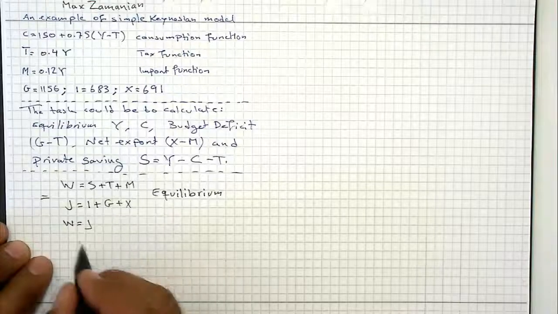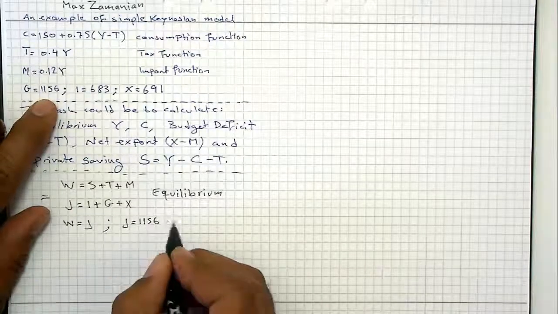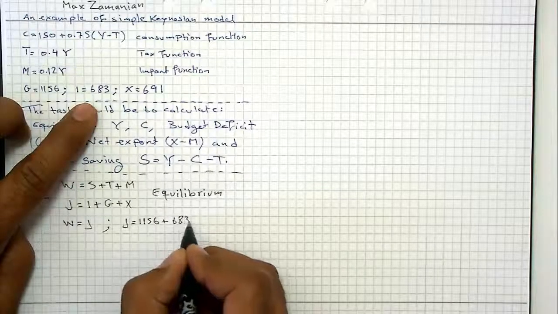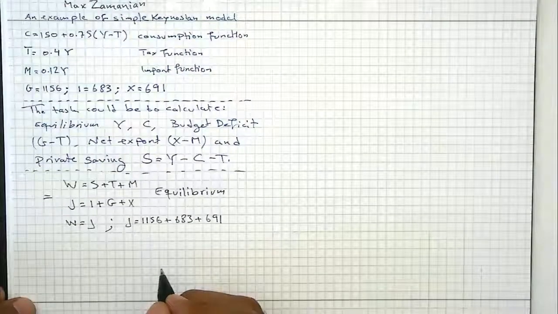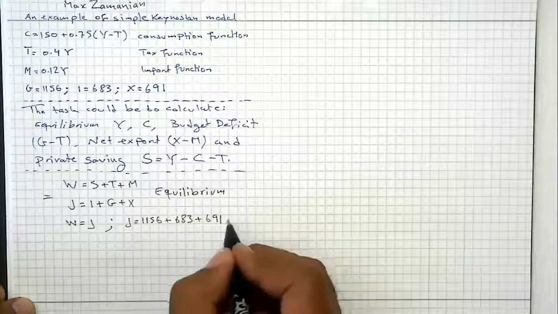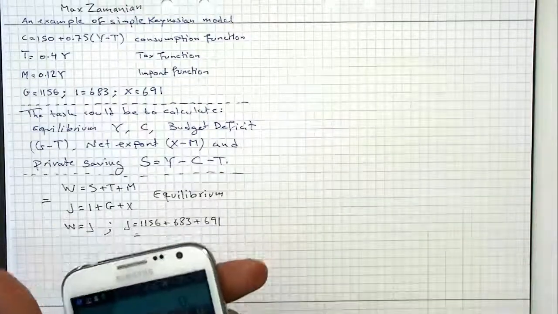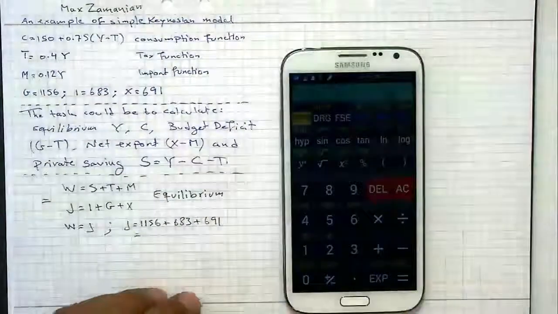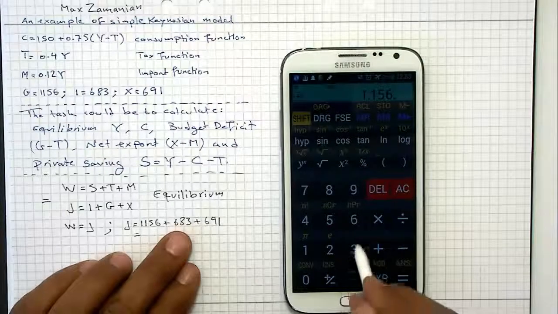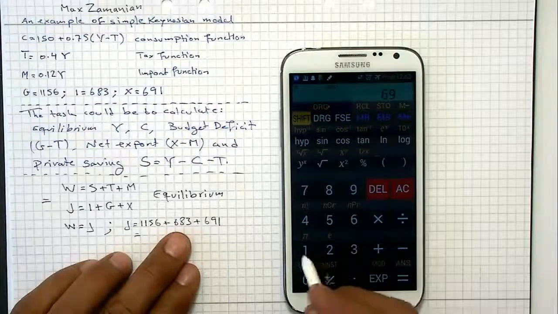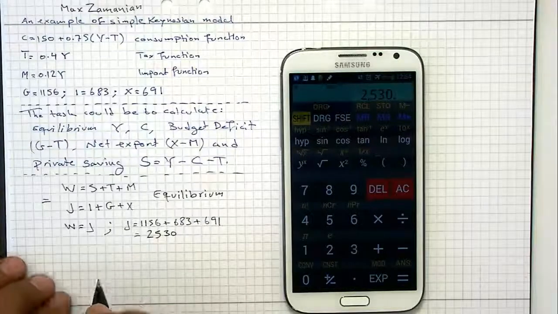From this example, we know that the injections are these: government expenditure 1156, investment 683, export 691, and they will add up to, let's do the calculation here, we can do it together. 1156 plus 683 plus 691, 2,530.